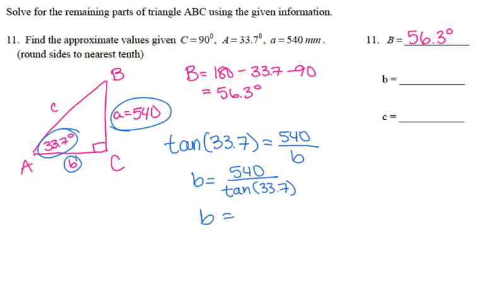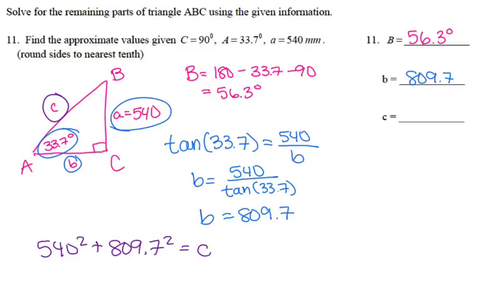Going to plug that into the calculator. Gives me 809.7. So B is approximately 809.7. And then finally for C, since I now have two sides of the triangle, I can use the Pythagorean theorem. So 540 squared plus 809.7 squared equals C squared. You can solve for C. And that gives you about 973.2.